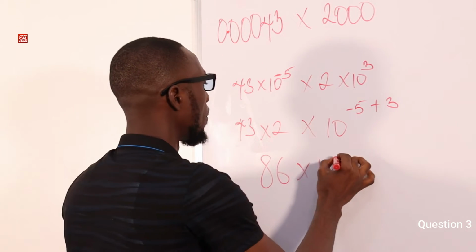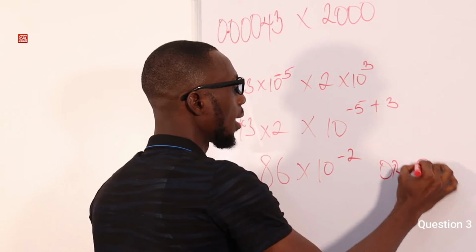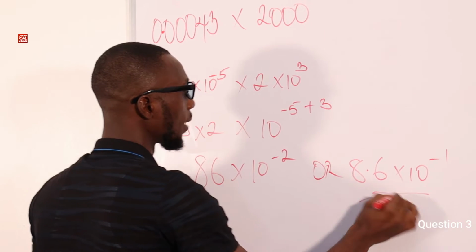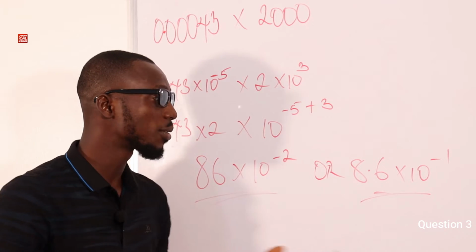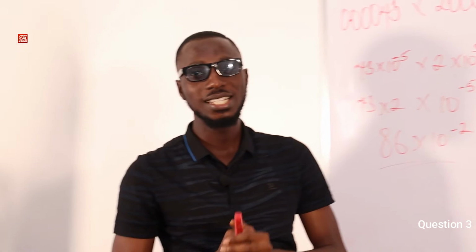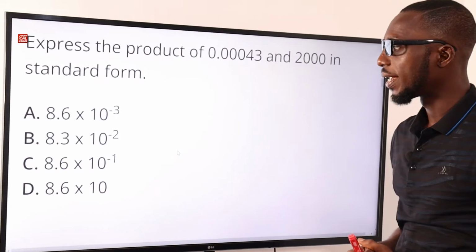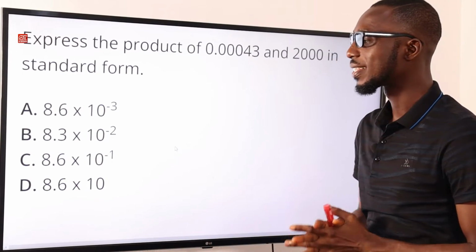Okay, that gives us minus 2. Or we can say 8.6 times 10 raised to the power minus 1. So whichever one, it's very valid. So join me as we go back to the screen to collect the correct answer. If you look through the options provided, you will find the correct answer in option C, 8.6 times 10 raised to the power minus 1.